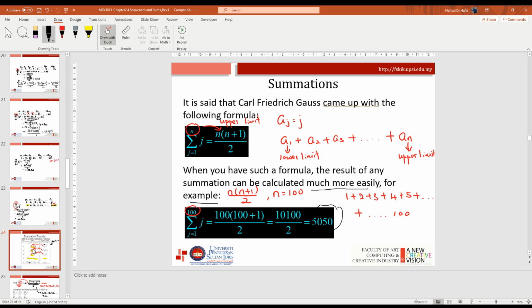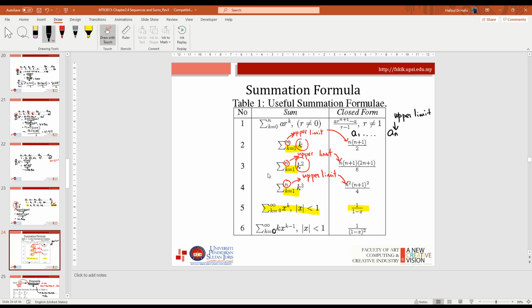Okay, and then this one is the formula. If you have the upper limit here, we have k, n for the upper limit, and then divide by 2. And then if you have n upper limit, k to the power of 2, you should divide by 6. And then for the power of 3, this formula is divided by 4, and so on.